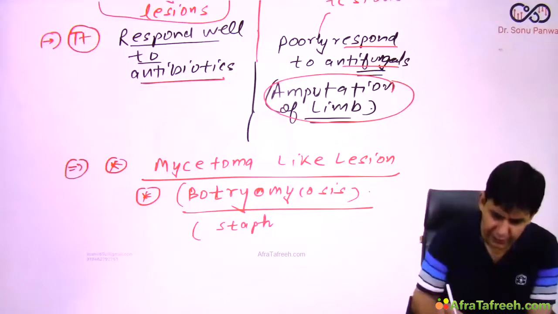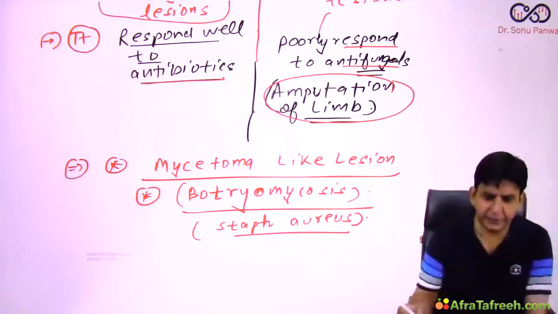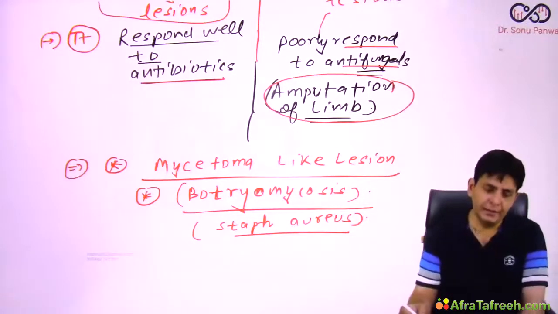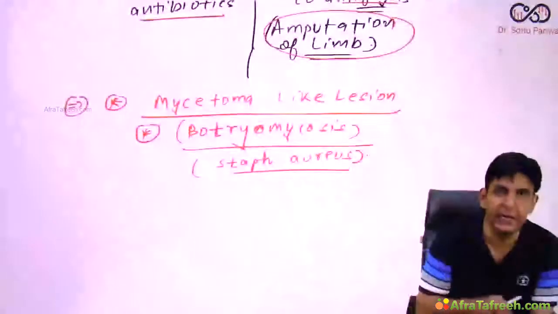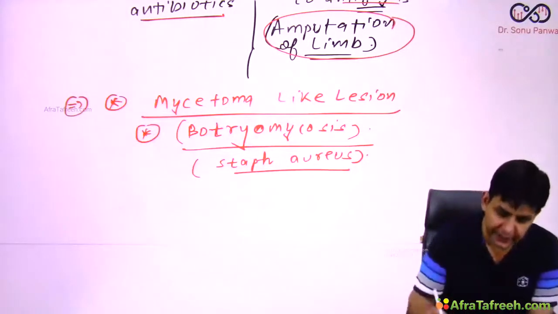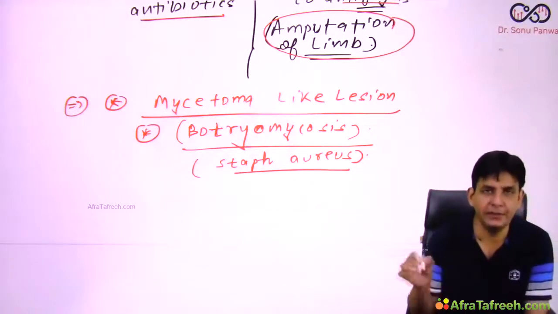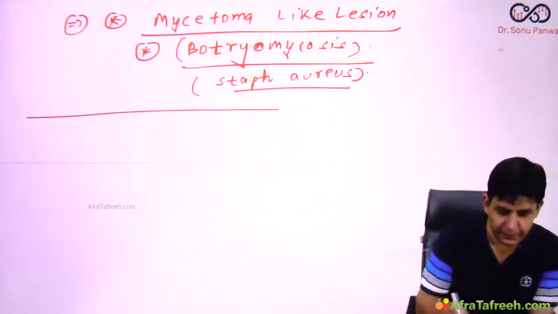A number of other organisms are also involved, like E. coli and all that, but mainly you remember that Staph aureus produces what? A mycetoma-like lesion, which looks like mycetoma, but actually it is not related with Madhura foot. It looks like mycetoma, and that is mainly caused by what? Staph aureus. So this much you need to remember regarding mycetoma.